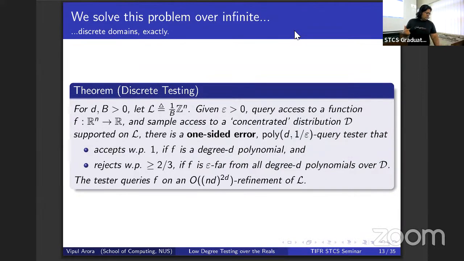And this tester, as I said, additionally requires query access to f, not only on L, but on an order d to the 2d refinement of L. A refinement of L is a finer lattice. So you take b prime to be of the order d to the 2d times b.